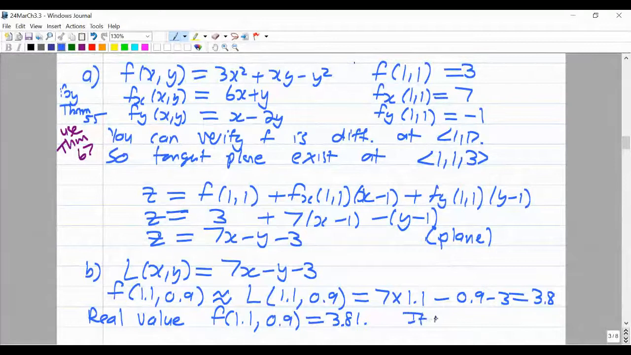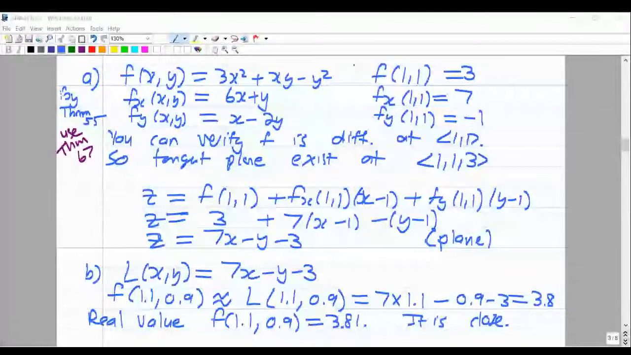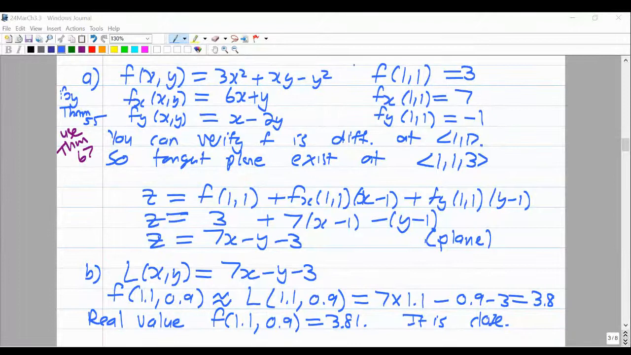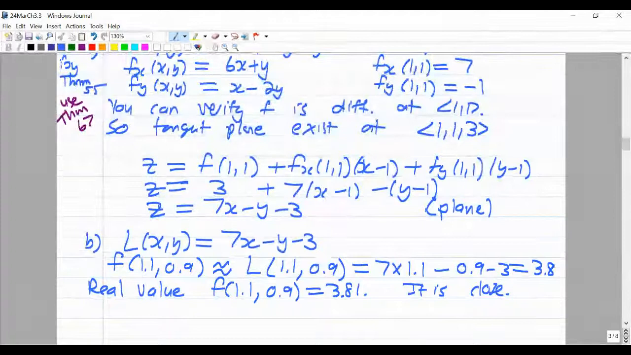Can I get a smiley face that you see? This time around, the linear approximation is actually very close to the real value. It only differed in the second decimal place. So typically, this calculation you can do by hand. All right. I had plenty to do, so I wanted to make sure that I had this spot on.